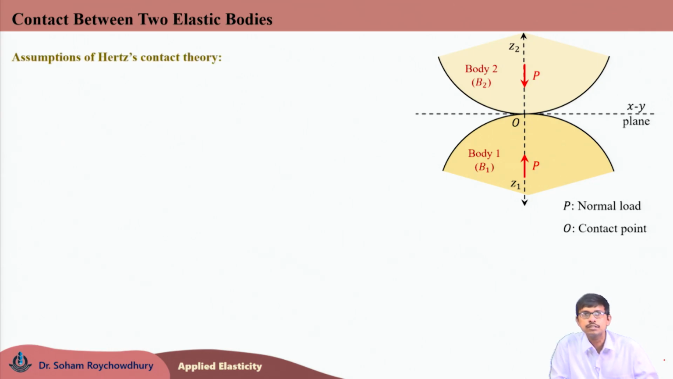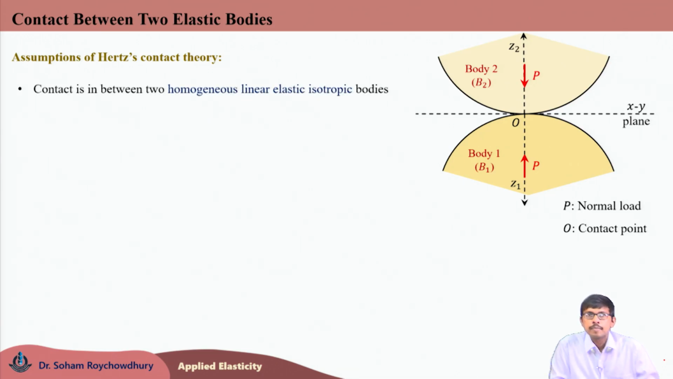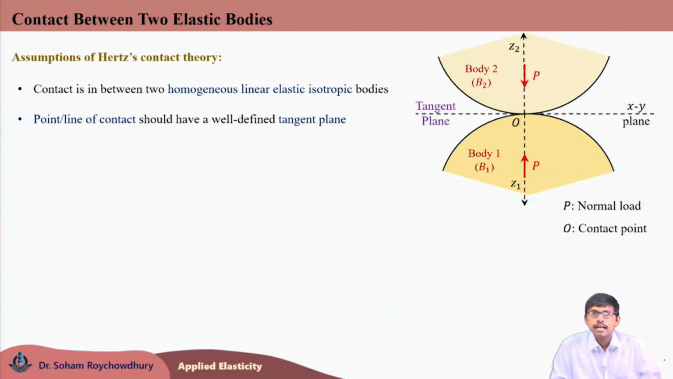Now, coming to the assumptions of the Hertzian contact stress theory. The first one is both the bodies coming in contact are described as homogeneous, linear, elastic, isotropic solids involving only two material constants. The next assumption is there would be a well defined tangent plane at the point or line of contact. Now, whether there will be a point contact or line contact, that depends on the initial geometry of the body. Let us say there is one spherical body which is coming in contact with another spherical body or coming in contact with a flat surface.